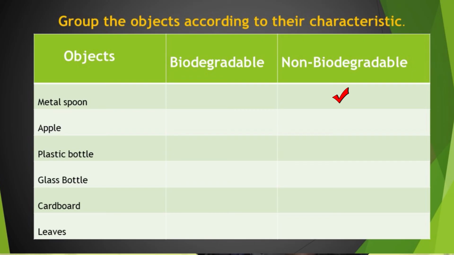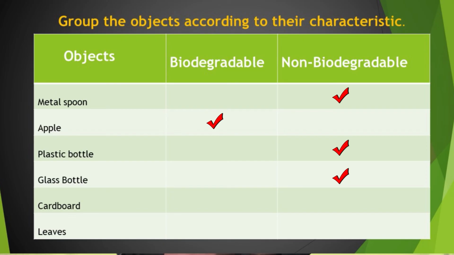Look at the other one. Where would you put the apple? You're correct again. The apple will go into the biodegradable group. So there we go. Put the apple into the biodegradable group. Can you tell me where you put the plastic bottle? You're correct again. The plastic bottle will go into the non-biodegradable group. What about the glass bottle? Wow, you're correct again. The glass bottle will go into the non-biodegradable group.